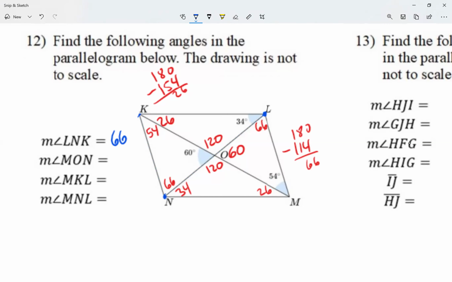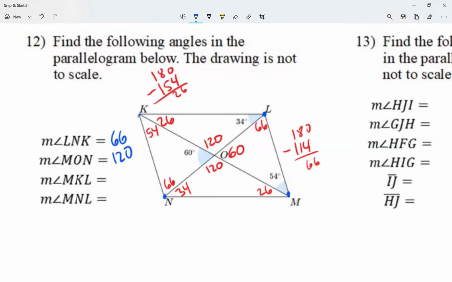Now let's take a look at the measurement of angle MON. I'm going to connect the letters in that order, starting at M, go to O, and then N. So MON gives me that corner there, which I'm going to call 120.